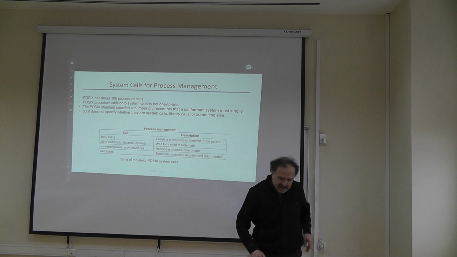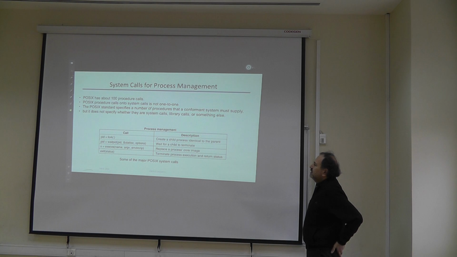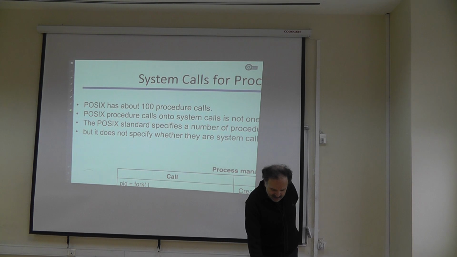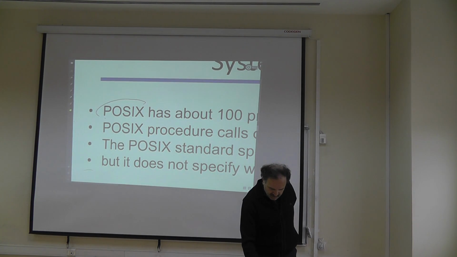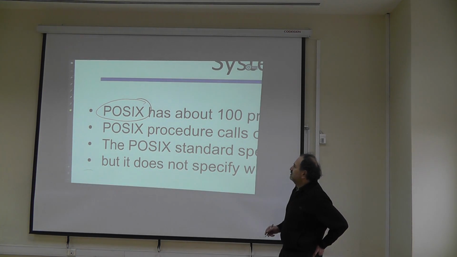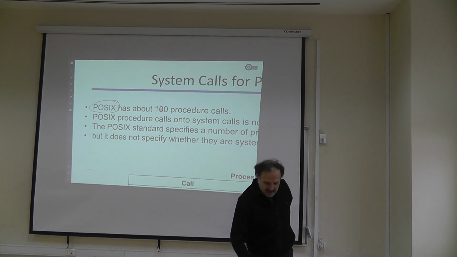Okay. So let's look at some of the possible system calls for some popular systems, like the Unix system. In Unix, we have this POSIX standard, right? What is POSIX? Portable Operating System Interface for Unix or something like that. So POSIX is a standard that specifies the interface for an operating system. So it's like an API for an operating system. So POSIX specifies around 100 procedure calls.